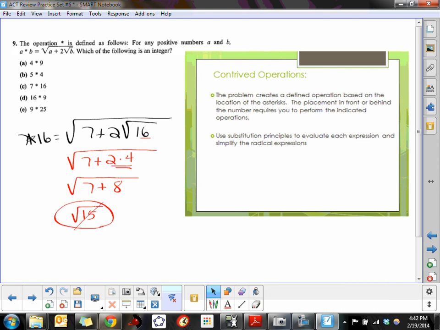So you can keep going through that and find that the others won't work. The only one that does is 5 star 4.